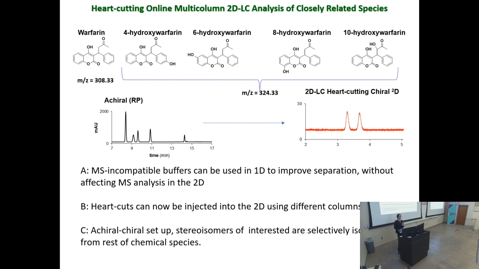use a different kind of stationary column. In this case, the achiral and chiral setup, the stereoisomer of interest is selectively isolated from the rest of the chemical species. This is not possible with one-dimensional SFC chromatography. So they cannot do that.